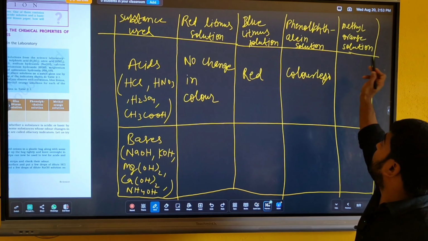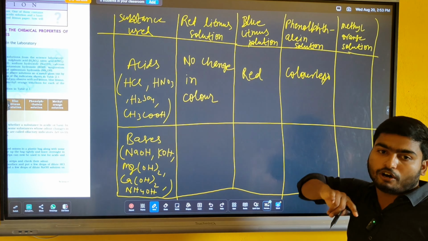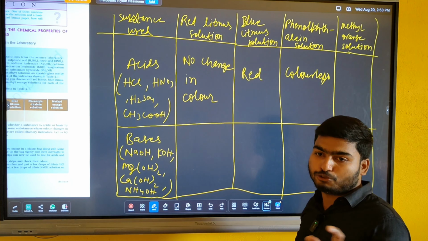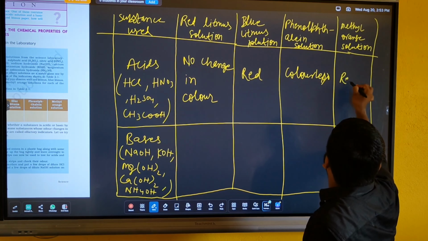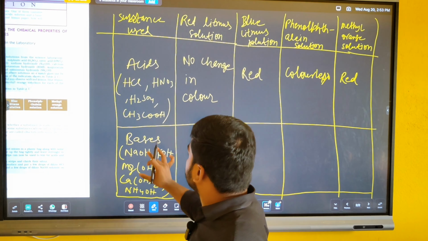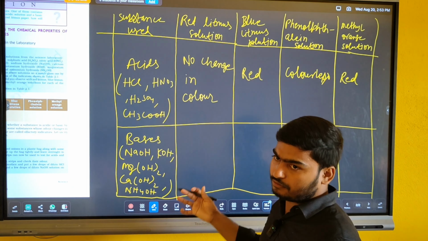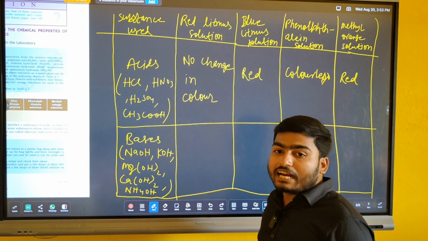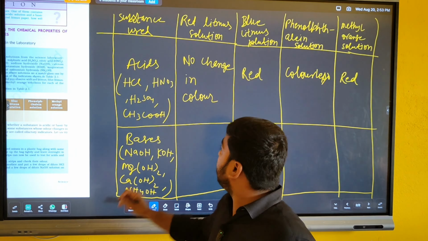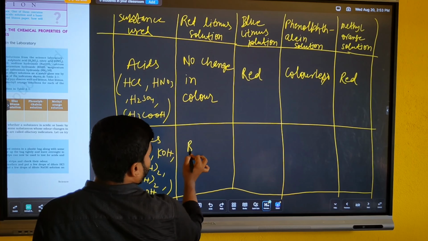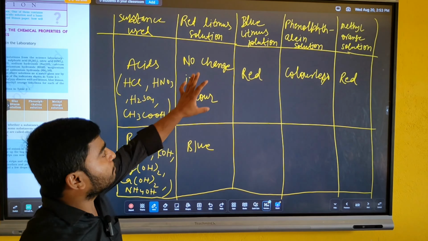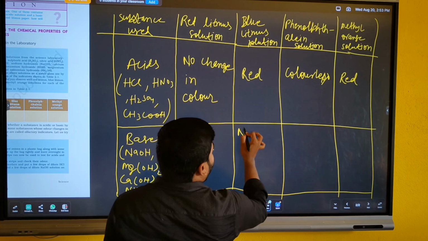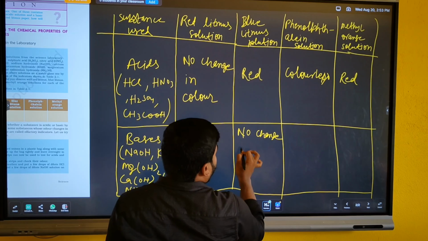Okay. Next, methyl orange. Natural color of methyl orange is orange. So when you put acid in methyl orange, the color will change from orange to red, right? So this will become red again. And now bases, all the bases will behave similarly, right? NaOH, KOH, all these will behave in the same way with these indicators. So you know that base turns red litmus to blue. So this red litmus solution will become blue. And this blue litmus solution will still be blue only. So we will write it as no change in color.